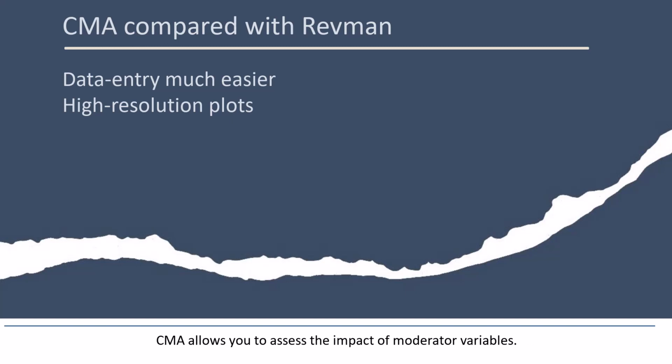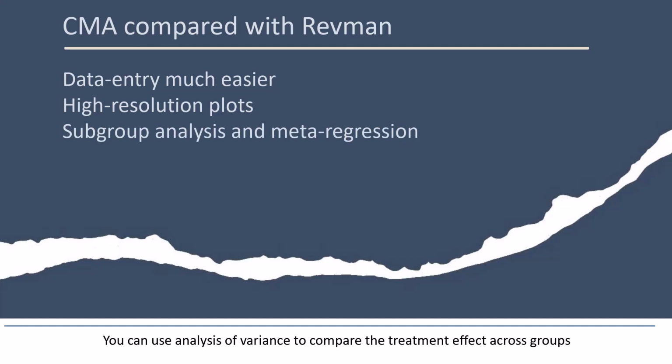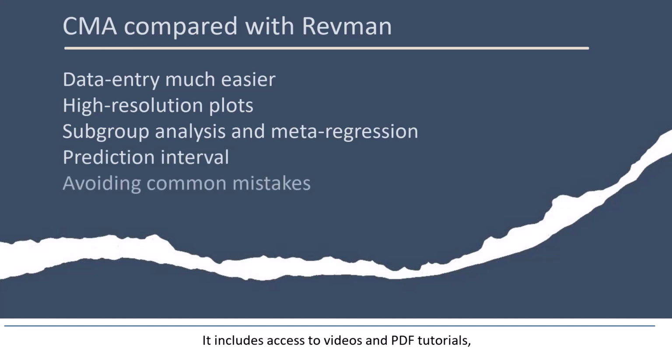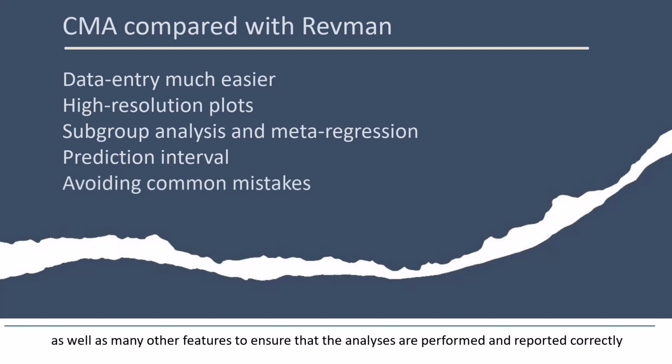CMA allows you to assess the impact of moderator variables. You can use analysis of variance to compare the treatment effect across groups. RevMan will run an analysis by subgroups, but will not compare the effect size across subgroups. CMA includes meta-regression, which RevMan does not. CMA will generate reports that explain the meaning of the statistics. CMA allows you to add prediction intervals to the plots. It includes access to videos and PDF tutorials, as well as many other features to ensure that the analyses are performed and reported correctly.